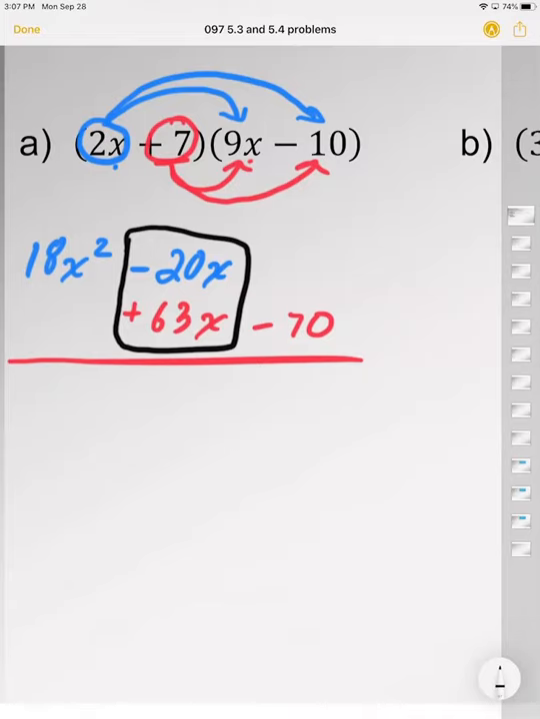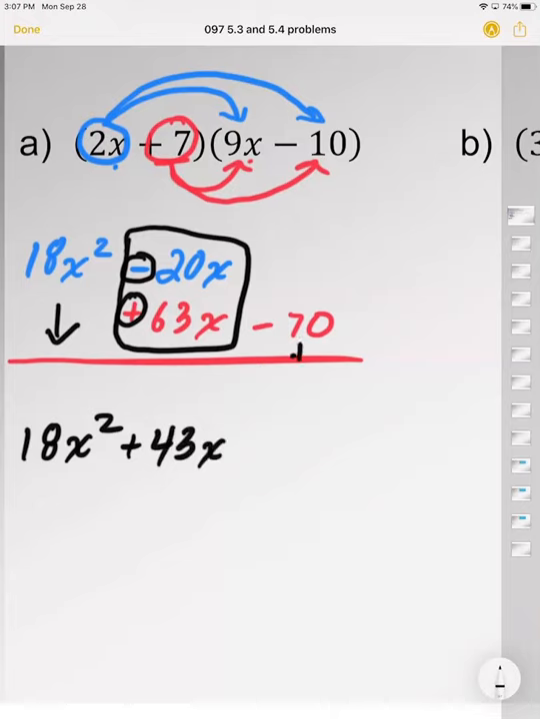And once you have this, to finish the problem, the only thing we need to do is combine like terms. There's no x to the second, so I just bring down my 18x to the second power. And I have a negative 20x and a positive 63. If you remember, same sign we add; in this case we have opposite signs, so we subtract and keep the sign of the larger number. The larger number here is 63, so the sign will be positive. 63 take away 20 gives you 43, bring down my x.